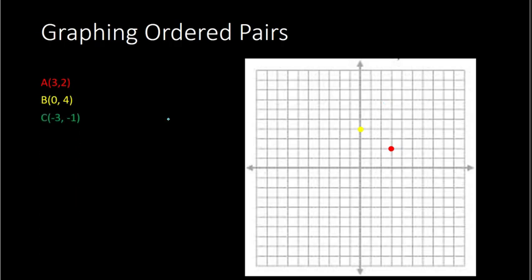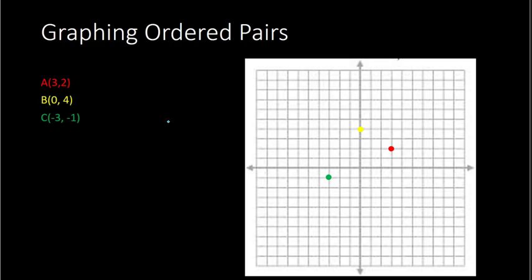Now what about -3, -1? So x is -3, so on the x-axis, negative is to the left. So from the origin right here, I go to the left 3, and then I go down 1 because y is -1. So I go to the left 3 and down 1, which is the negative direction, to get this point right here.